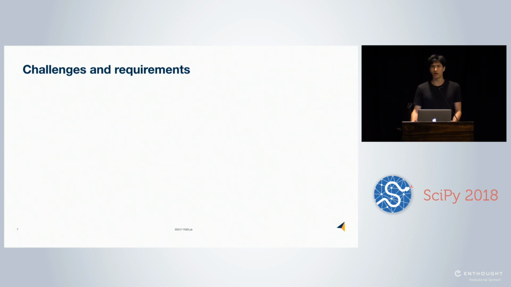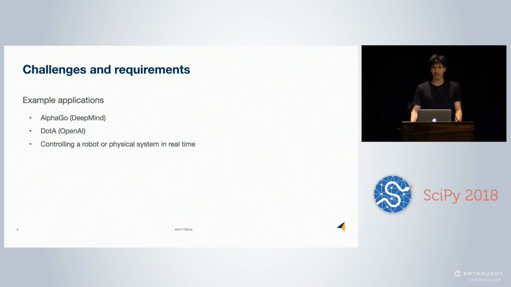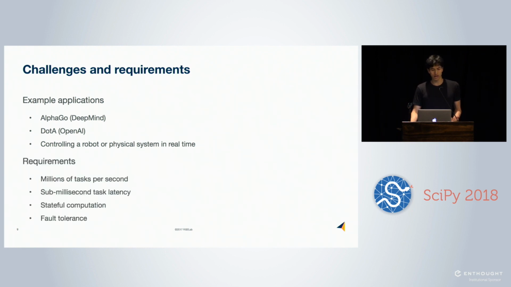So the natural question is why build a new system? And the answer is that we have a new workload today. Machine learning today represents a different kind of workload than, say, batch data analytics and previous important workloads. These workloads have new and often very demanding performance requirements. You can think of AlphaGo from DeepMind or Dota from OpenAI as two example applications. But keep in mind that machine learning applications are very diverse.